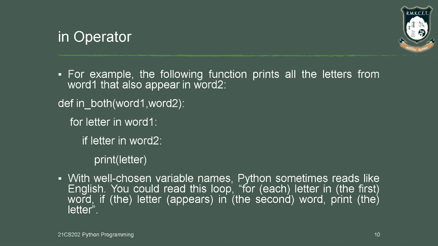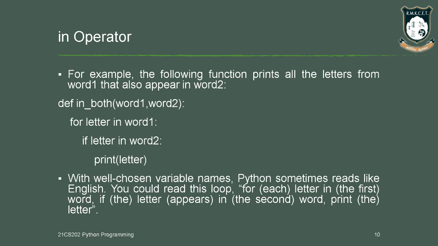For that, we are going to take a function called in_both. Here we are declaring a function, and to that function we are passing two words, the words which need to be compared. Here we are taking those two words as word1 and word2. Next, we need to iterate over the characters present in those words. For that we are using iteration.